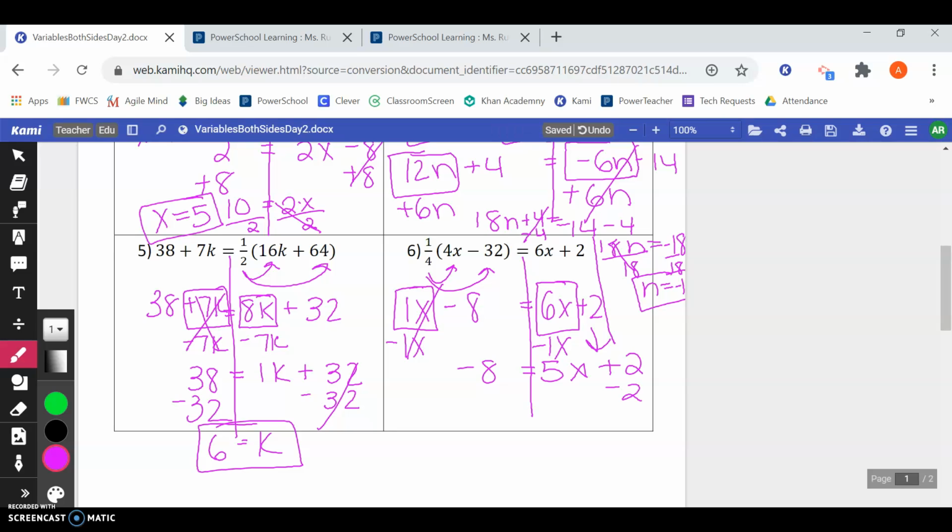So I'm going to subtract 2 from both sides. And now I have 5x equals negative 8 minus 2. Those are the same signs. So I'm going to add 8 plus 2 is 10. And I'm going to keep my sign.